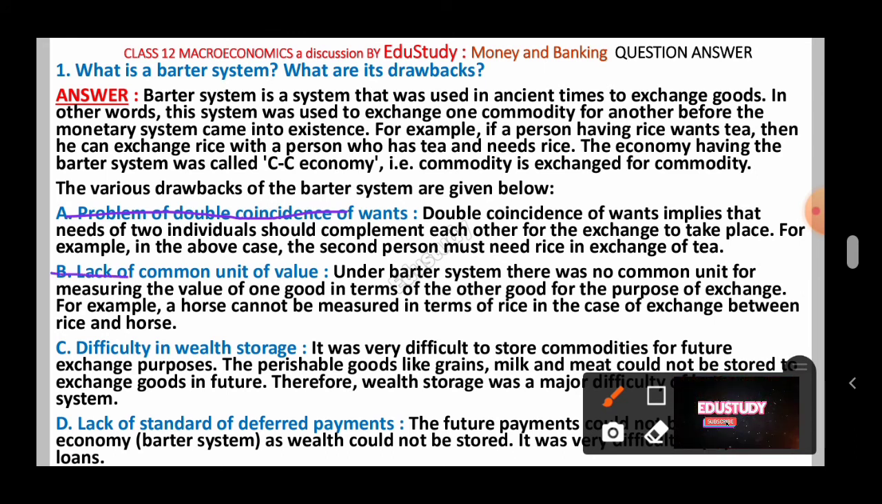The second drawback, or second disadvantage, is lack of common unit of value. Under the barter system there was no common unit for measuring the value of goods in terms of other goods for the purpose of exchange.